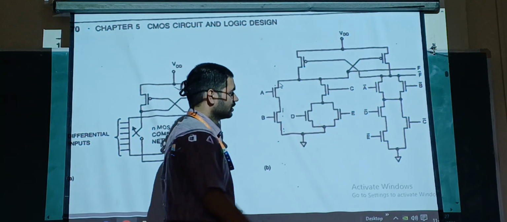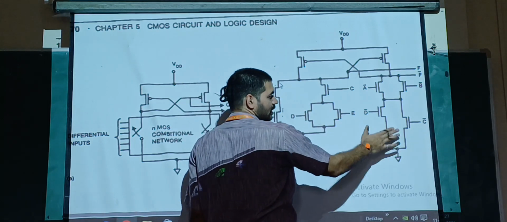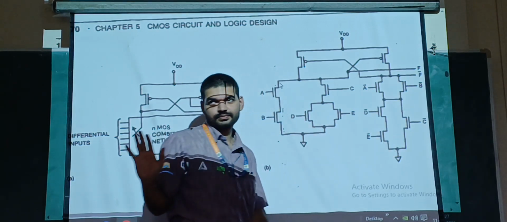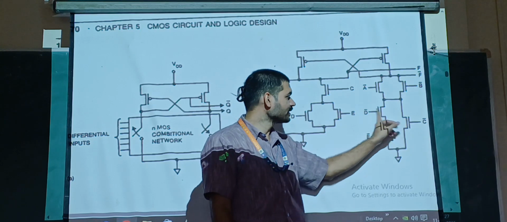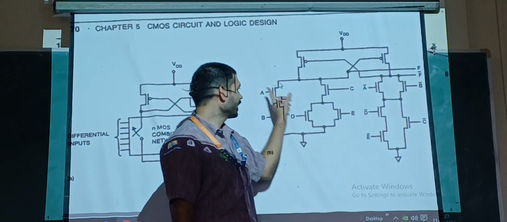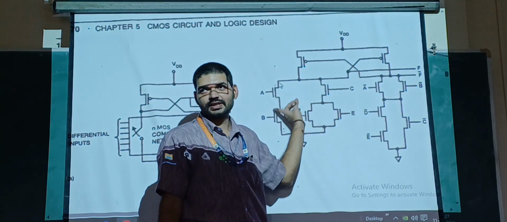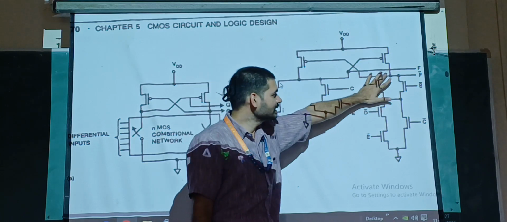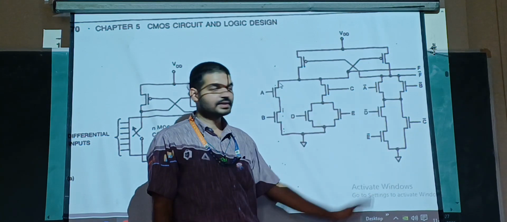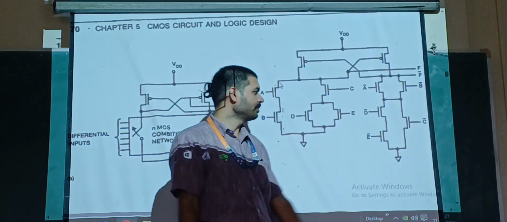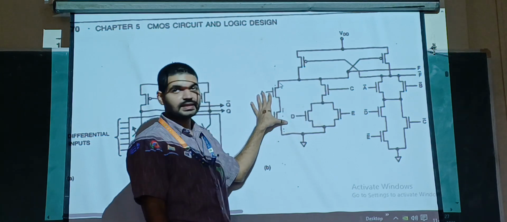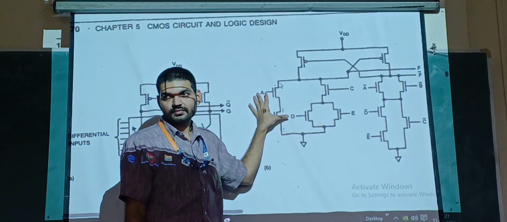And in that case this part will be off, because all those MOSFETs are off. If A is 1, A bar is 0; if B is 1, B bar is 0. So if you give 0, the NMOS will be off. So this side it is completely off. This side it is completely on. Correct?